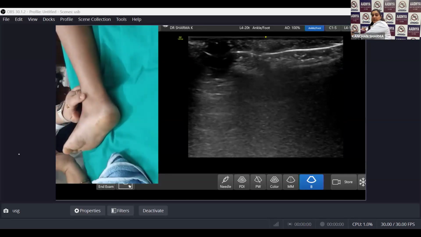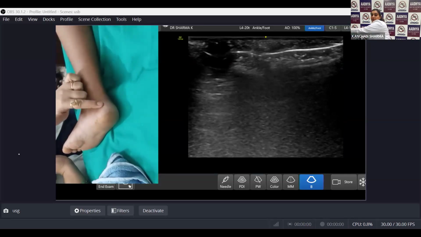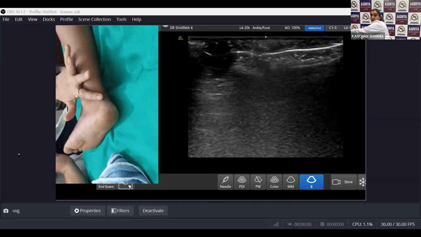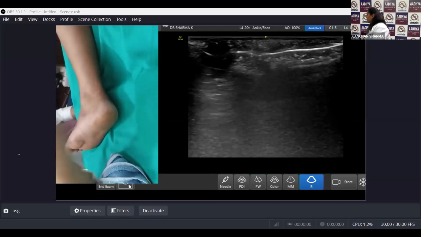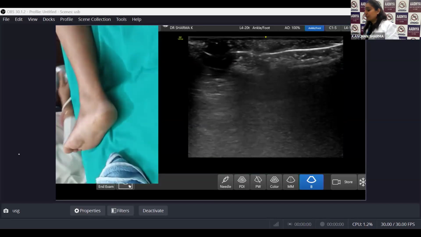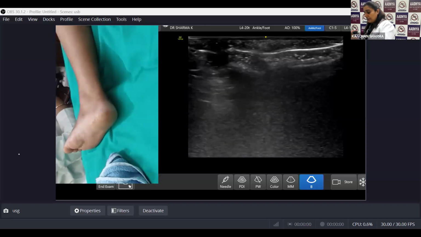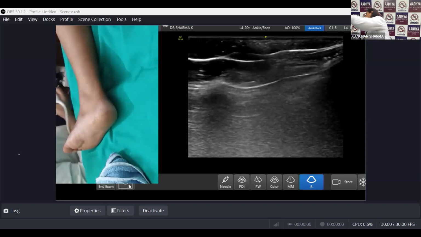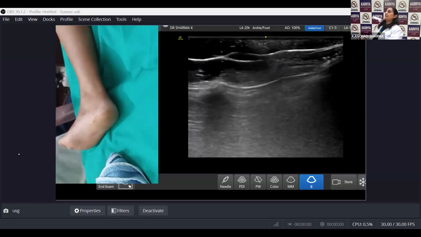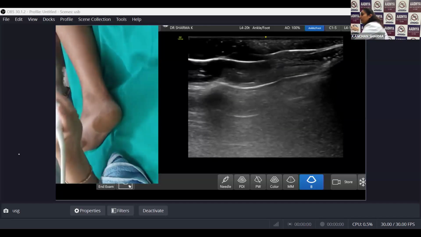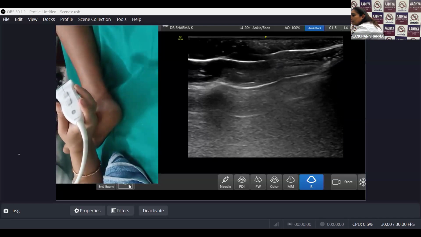So this is medial malleolus. You have the calcaneum here. So you are supposed to keep your probe like this. If you will keep your probe like this, you will not be able to see the things very nicely. So we will keep our probe with the aspect marker over the medial malleolus because we know this is medial malleolus, that is calcaneum, and we are supposed to keep our probe in an oblique manner.